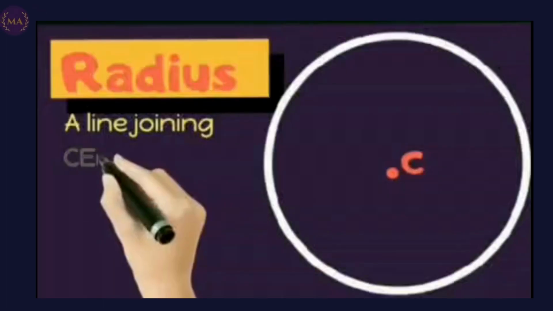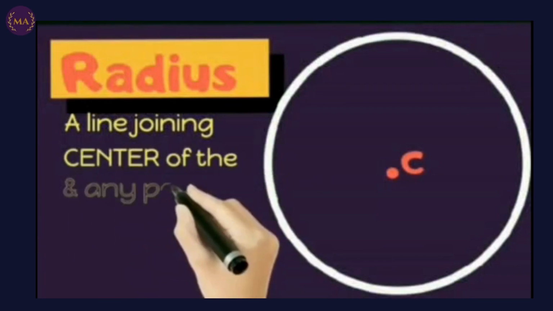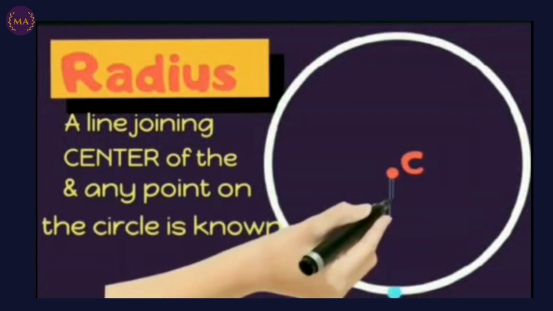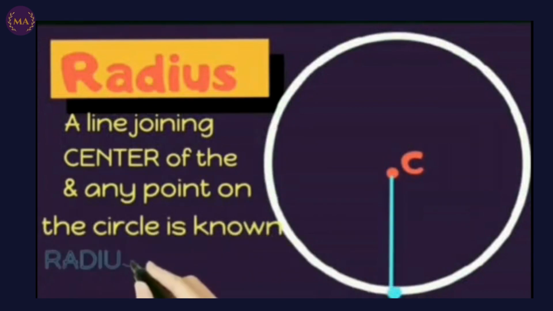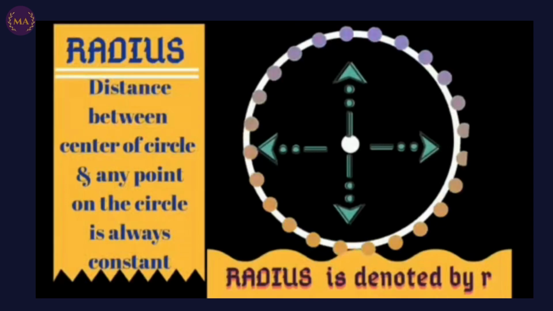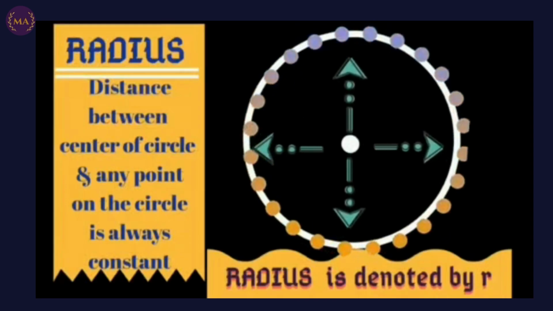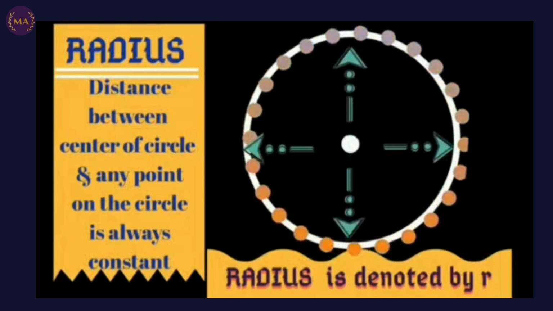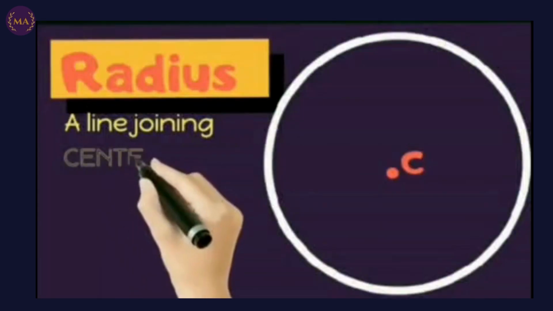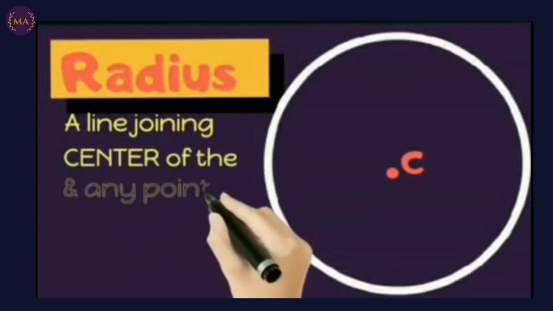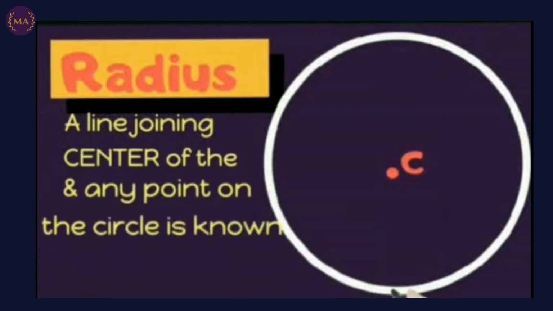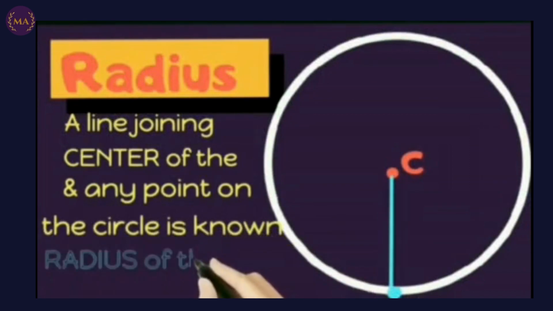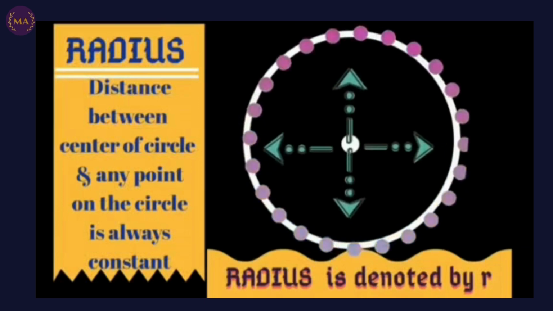Okay, so coming to radius. A line segment joining the center of the circle and any point on the circle is known as radius of the circle. The distance between the center of the circle and any point on the circle is always constant. This constant distance is known as radius, denoted by r.